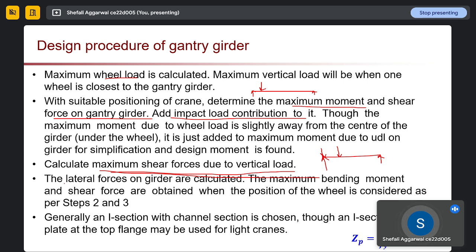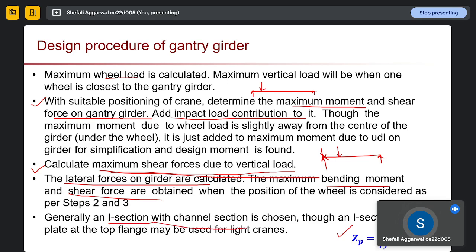After this, we calculate the lateral forces on the girder, and then we calculate the bending moment and shear force from these two steps. From the bending moment here and the shear force here, from this shear force, we calculate the lateral force. And after calculating the bending moment and shear force, again we calculate the ZP value, the section modulus. From the section modulus, we will select an I section.